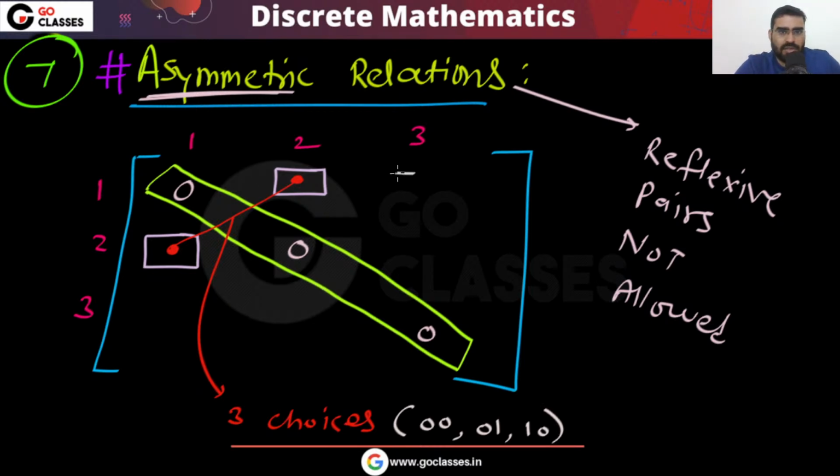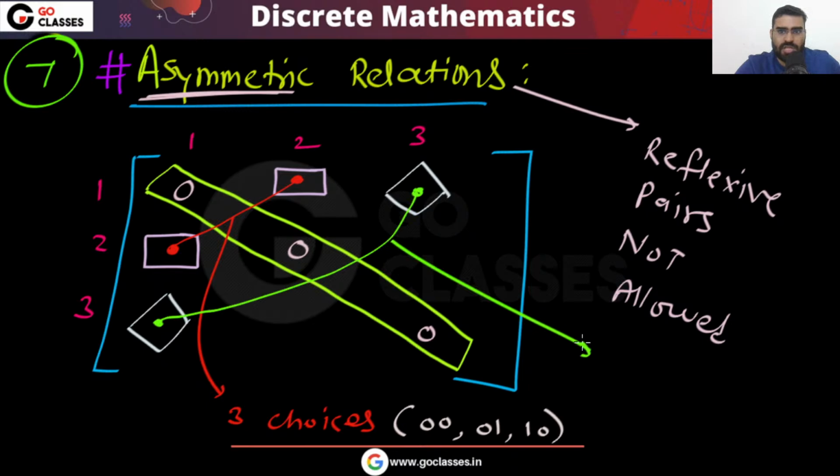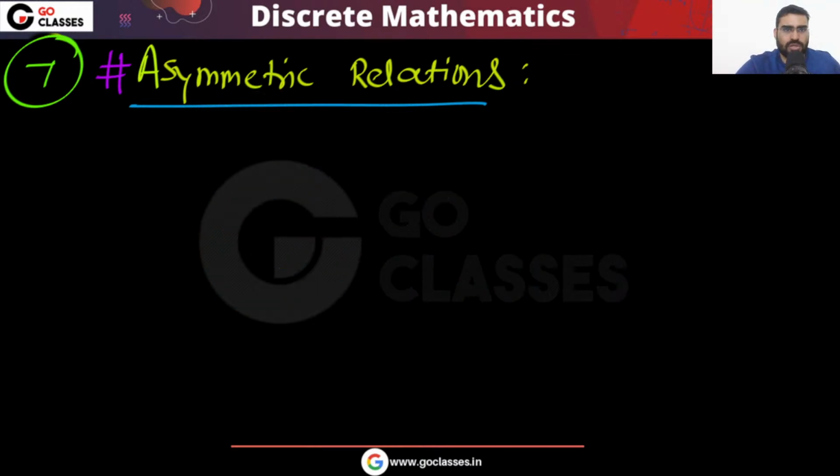Similarly, look at this combination, 1, 3 and 3, 1. How many choices does this combination have? This combination also has 3 choices. What are they? Both can be 0, or one can be 0 and the other 1, or one can be 1 and the other 0. So I hope you understood what I am saying.